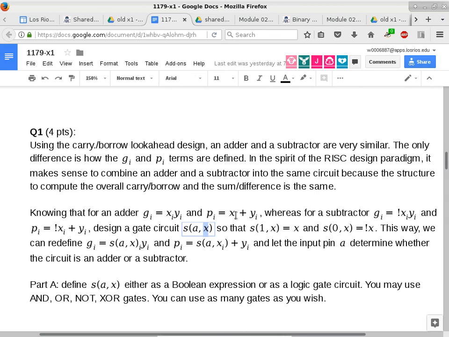That way, whatever the output of this S circuit is, I can use it to feed into the AND gate for the G term, or feed it into the disjunction, the OR gate, for the P terms. Okay, are we still doing okay so far with this? So I enumerated basically all of the possible cases. If the first parameter A is a 1, then S1x is just x non-negated. If the first parameter A is a 0, then S0x is the negation of x. So the first thing you need to do is to find a truth table so that you can figure out what kind of logic gate can compute this S function. So are we still doing okay so far with this discussion?